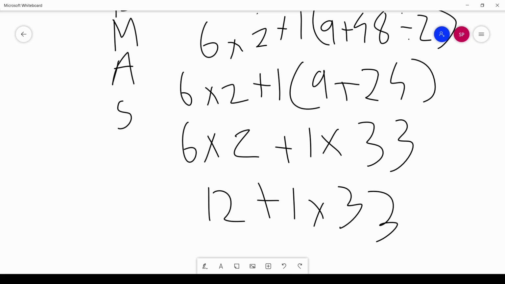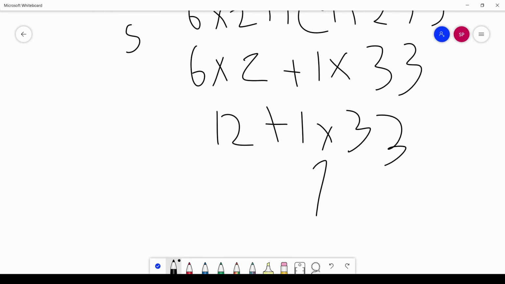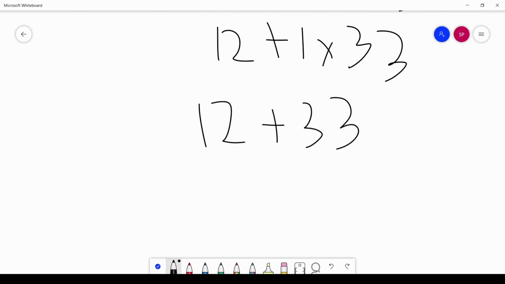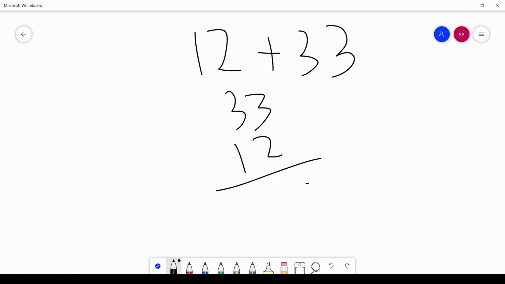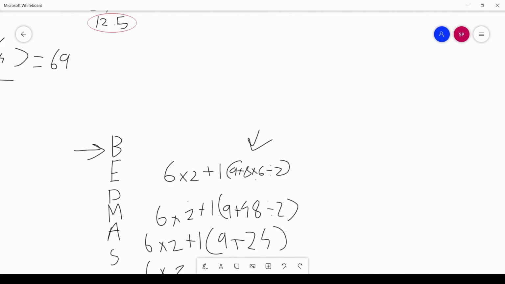Apply Bedmas once more, and that is what we solve. 33, and then 12. And then we get to this, and then we simply just solve this. 12 plus 33. So the answer to this is 45.